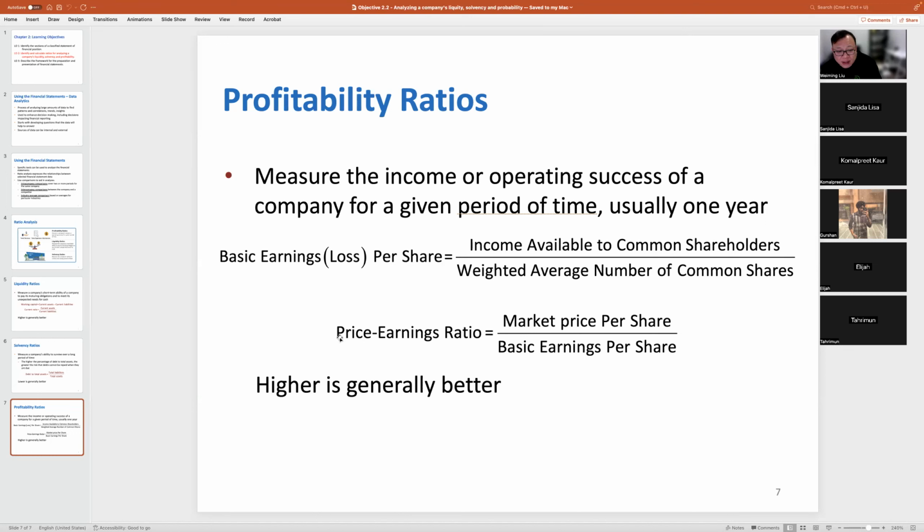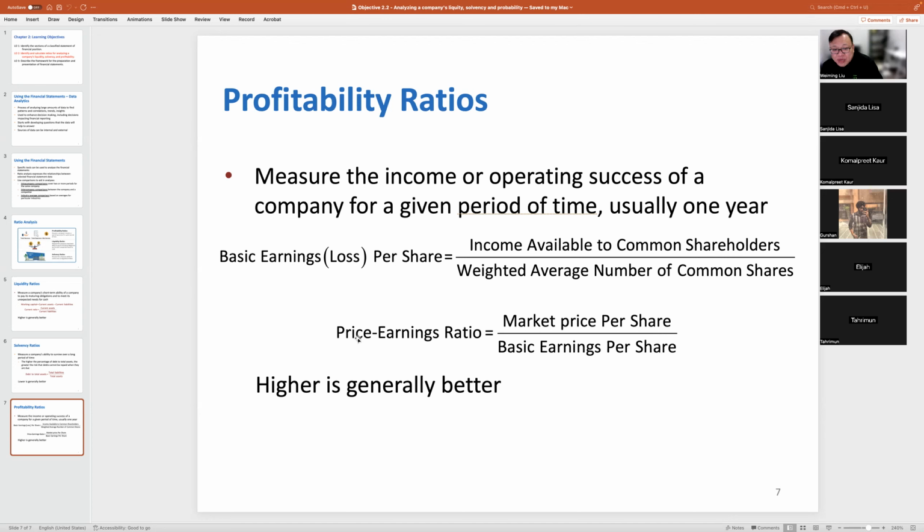The second one is the price earnings ratio. Okay, price earnings ratio. So it's also a division. So the numerator is the market price per share, right? You can find what is the market price per share on that date, divided by the number you just calculated, basic earnings per share.